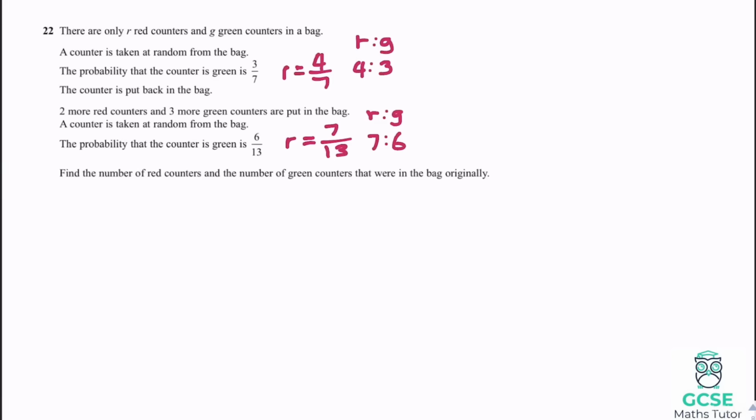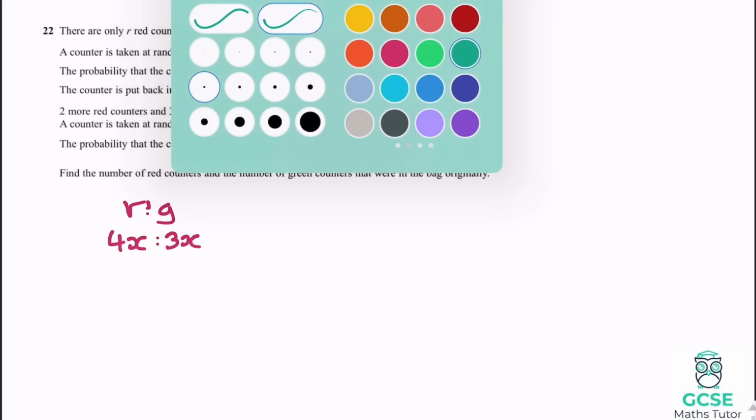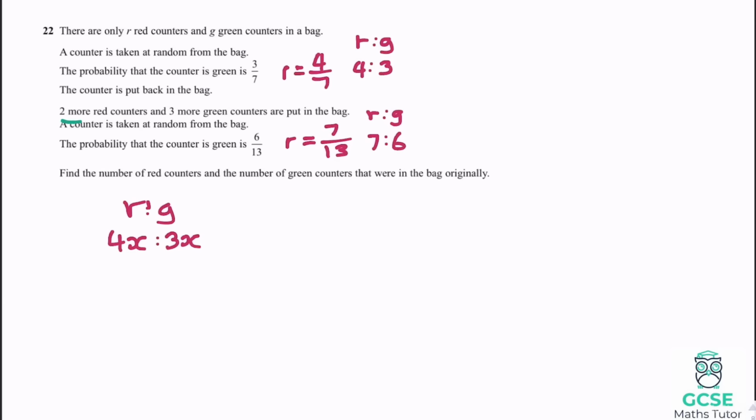Now obviously we don't know how many lots of 4 and how many lots of 3 that was, so we're going to have to use a little bit of algebra here. So if I say the ratio of red to green was 4 lots of x, a number we don't know, to 3 lots of x. Now we've got the part of the story where more counters were put in the bag, so 2 more red and 3 more green. So red was 2 more, so we have 4x plus an additional 2, to 3x plus an additional 3. So we've got 4x plus 2 to 3x plus 3.